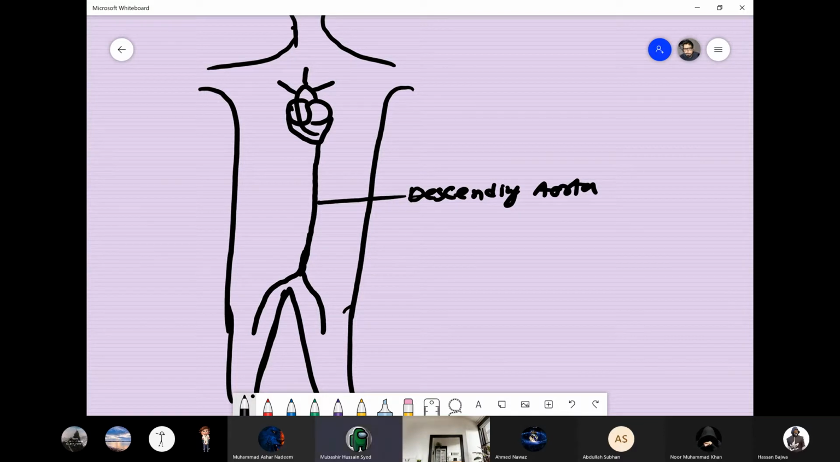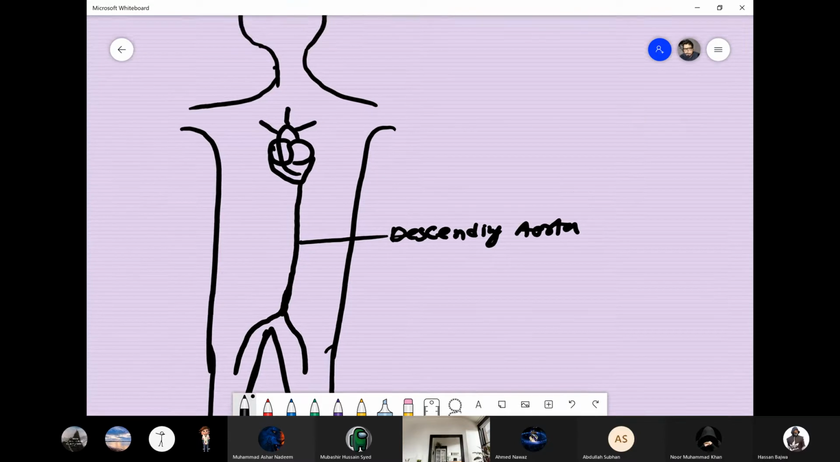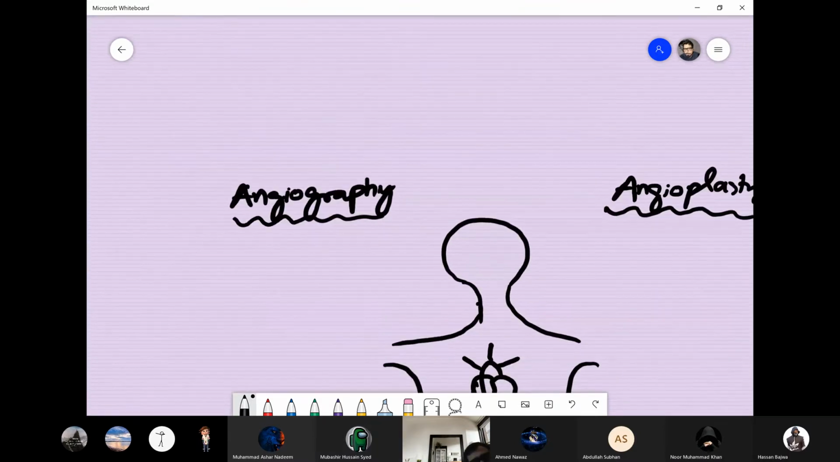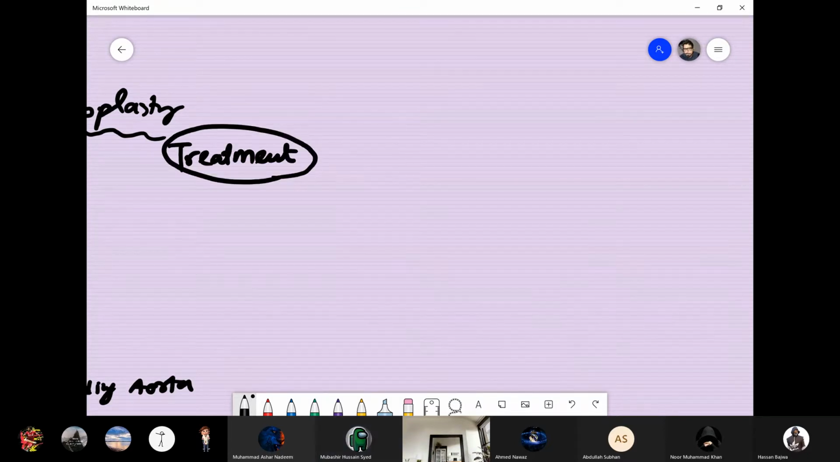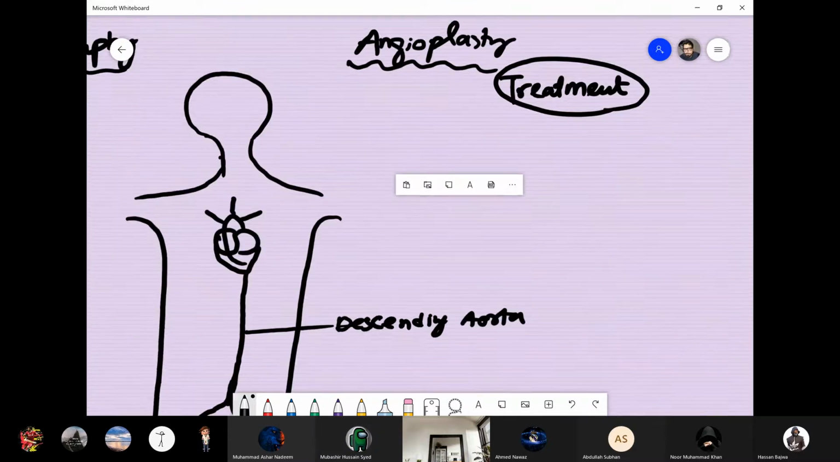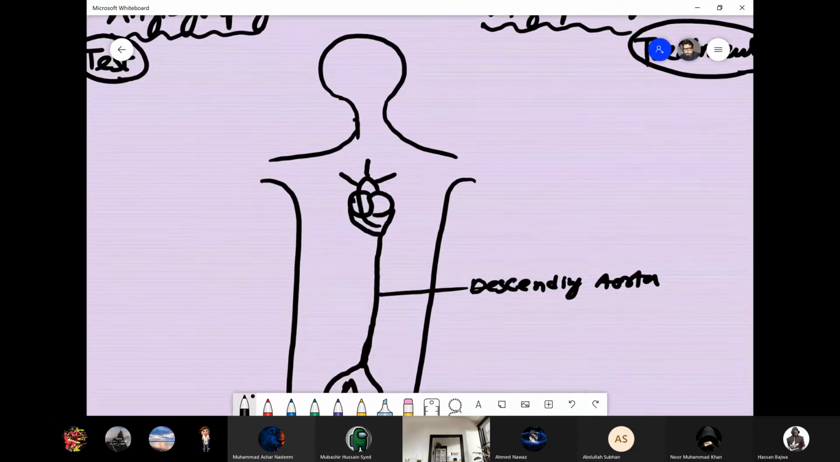Now boys, what do we do in the angio? Now remember that angiography is a test, while angioplasty is the treatment. Most of the time nowadays doctors perform angioplasty and angiography at the same time, right? But sometimes they only perform the angiography. Once they find the problem during the angiography, then they will perform the angioplasty.